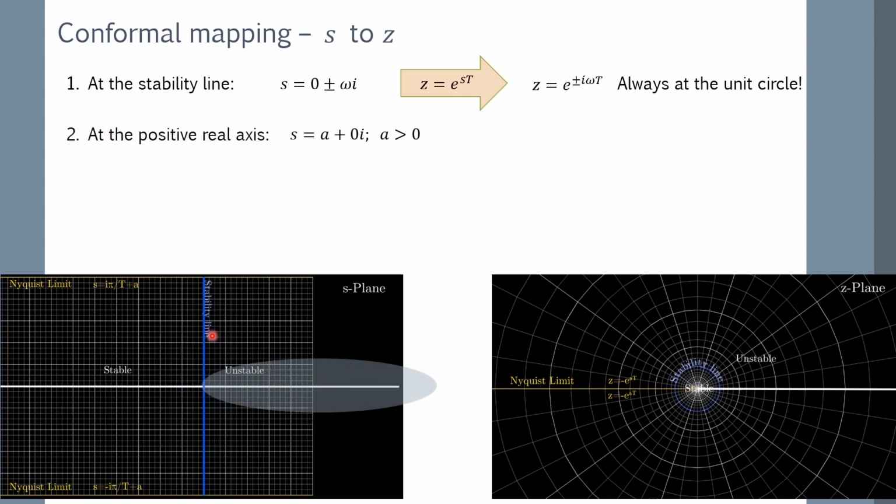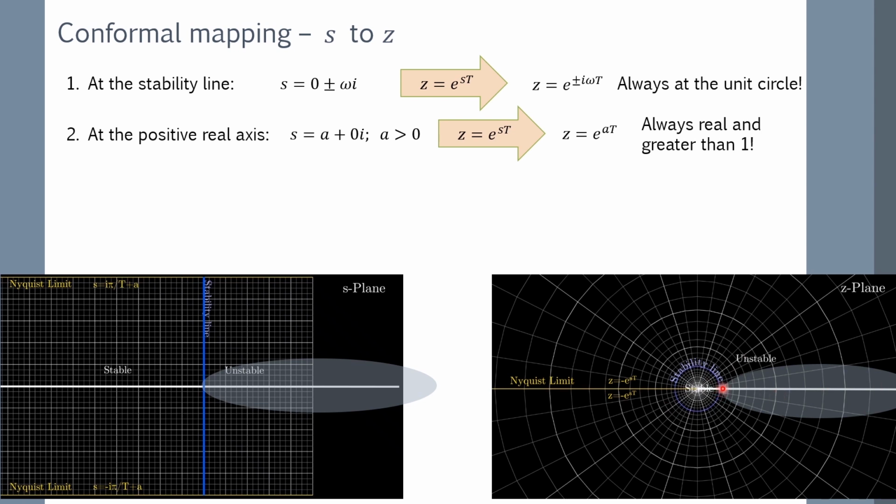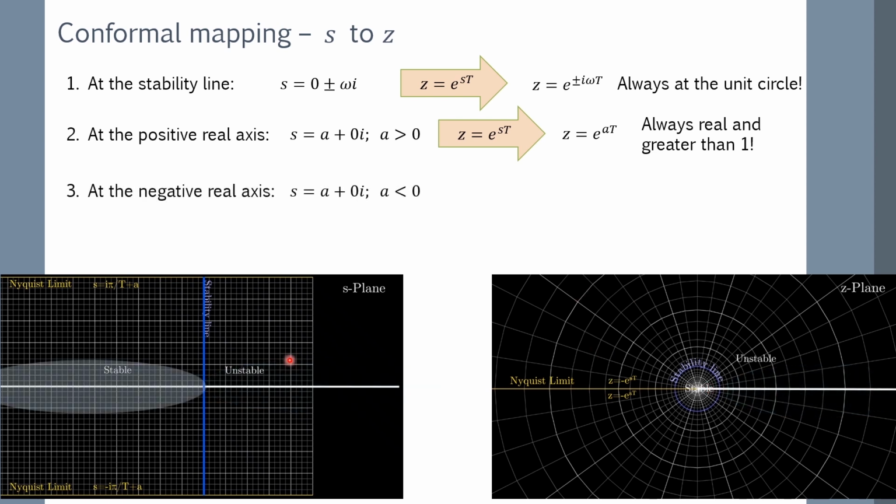So if we now look at the positive real axis, where S is just some constant a plus 0 imaginary, and a is positive, then we do the mapping, and we get z equals e to the aT. So e to the aT is this section here, where it's always real and greater than 1. So it's outside of the unit circle, but still lies on the real axis. If we look at the negative real axis, we get the same expression, but now a is negative, which means that when we apply the z-transform, we get z equals e to the aT, where a is a negative number. And since T is a positive number, we get this compression to a number between 0 and 1, because this exponential is always positive. So this means we get this little stub of line between 0 and 1. So it's always real, but less than 1.